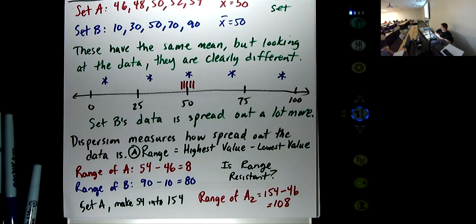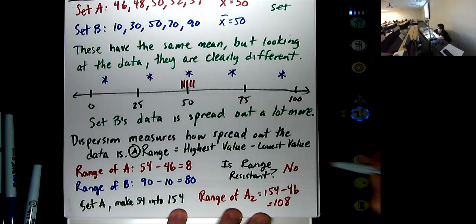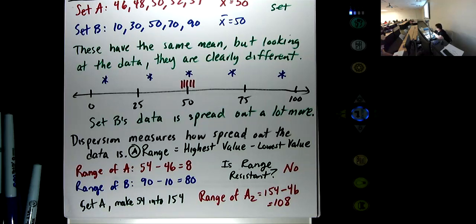So is range resistant to outliers? No, it had a heavy impact. It was drastically impacted by outliers. So it is non-resistant. In fact, it is one of the least resistant ones.